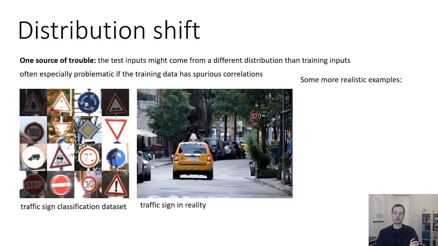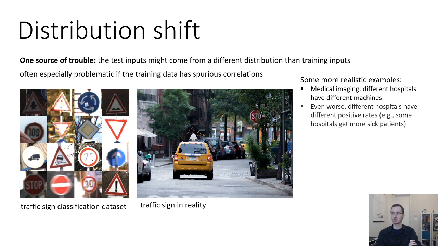Okay. Some more realistic examples of distribution shift messing up our models in reality. Medical imaging. Different hospitals have different machines. The identity of the machine strongly affects the kind of image you get, if it's an X-ray or an MRI or something like that. So that creates a spurious correlation between features in the image and the hospital in which that image was taken. Different hospitals also have different positive rates. Some hospitals get more sick patients than others.